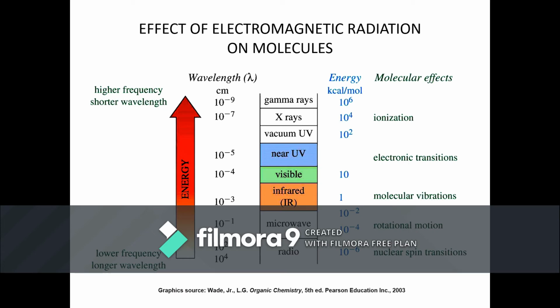Here we show the effect of electromagnetic radiation on molecules. You can see that as the energy increases, the wavelength, which is measured in centimeters, decreases. The energy in kilocalories per mole also increases. And here are the following effects. X-rays cause ionization. Near UV light causes electronic transitions, and so does visible light. Infrared radiation promotes molecular vibrations. Microwave promotes rotational motion, and radio frequency promotes nuclear spin transitions.